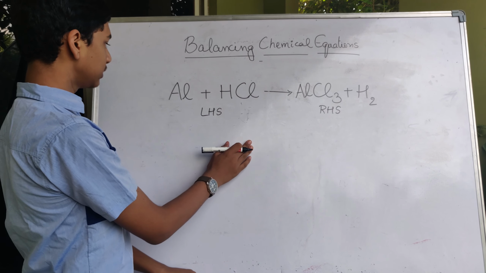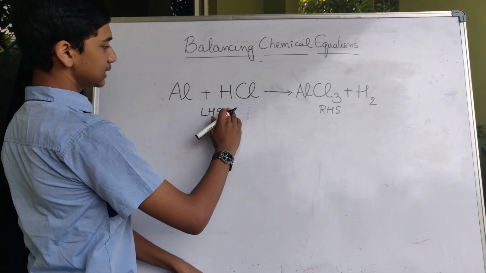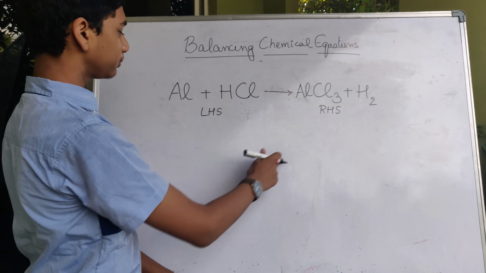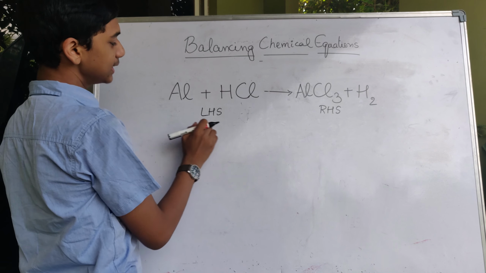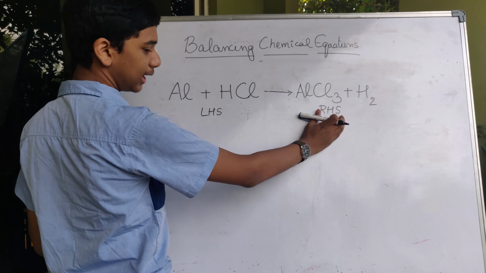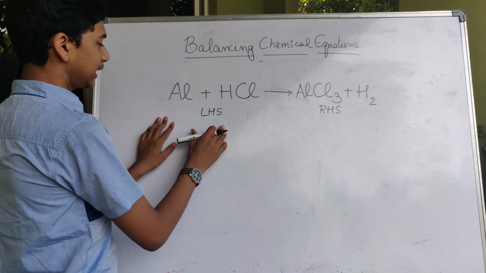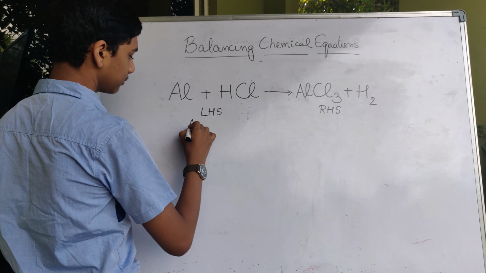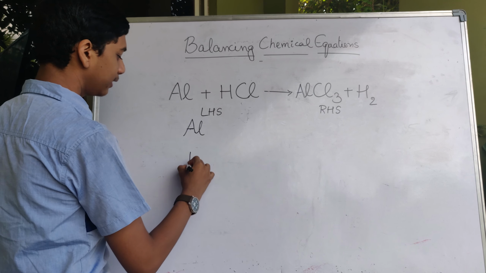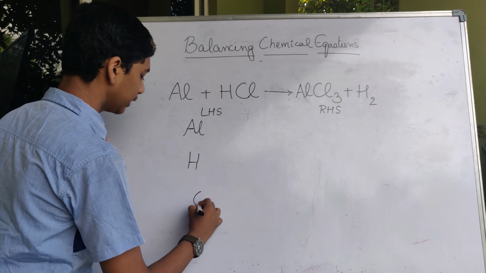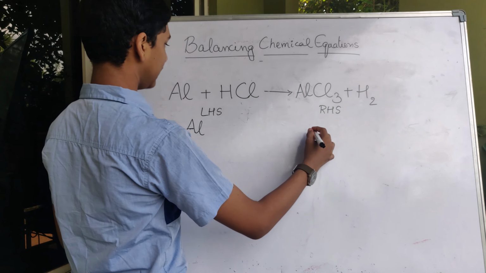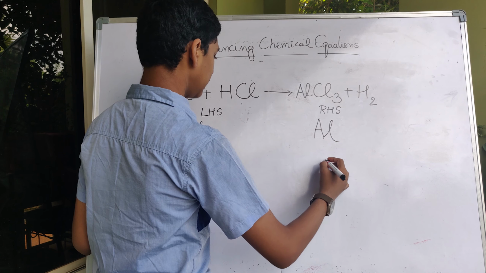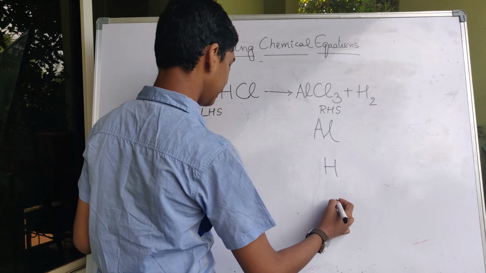Let's solve this equation. We have Al, aluminium plus HCl, hydrochloric acid, gives rise to AlCl3 plus H2. Let us denote the left hand side with LHS and the right hand side with RHS. On the left hand side, let us write down all the elements present. We have aluminium, we have hydrogen and we have chlorine. Similarly, on the right hand side, we have aluminium, hydrogen and chlorine.